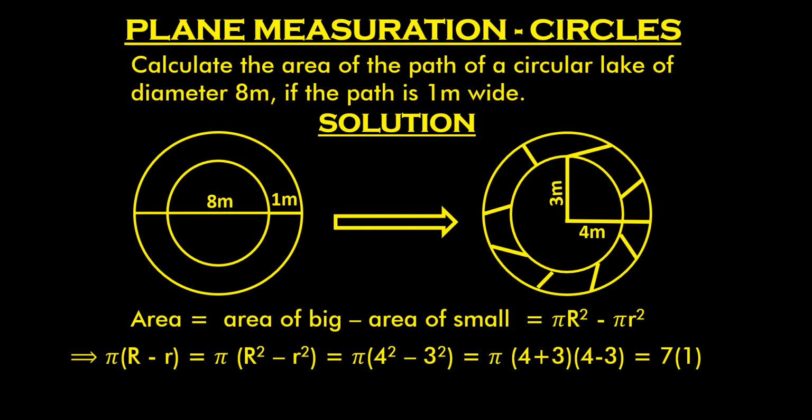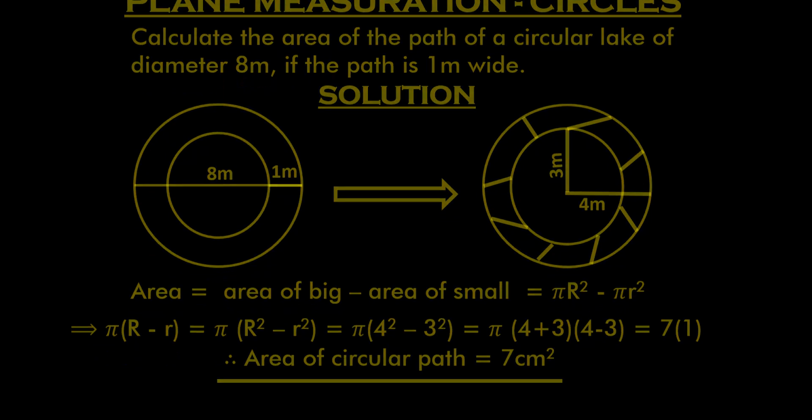We have pi into bracket 4 squared minus 3 squared. And if we use the difference of two squares method, we have 4 plus 3 times 4 minus 3. That is if we are asked to solve without calculators. So the answer is 7pi. Therefore, the area of the path of this circular lake is 7pi.